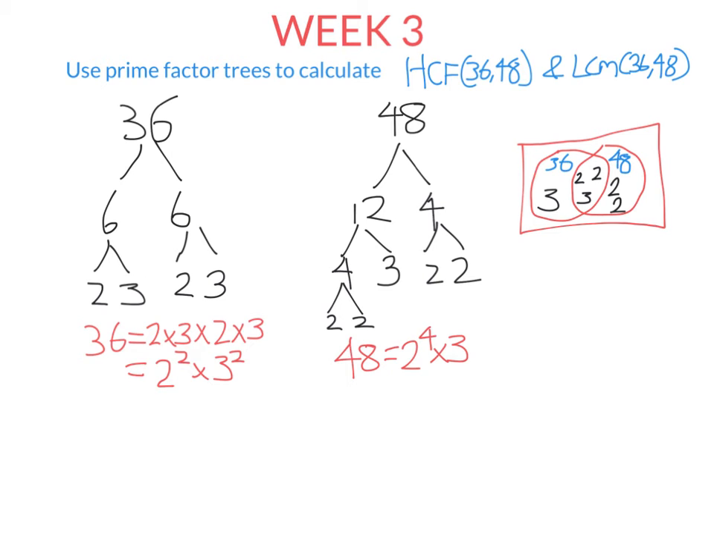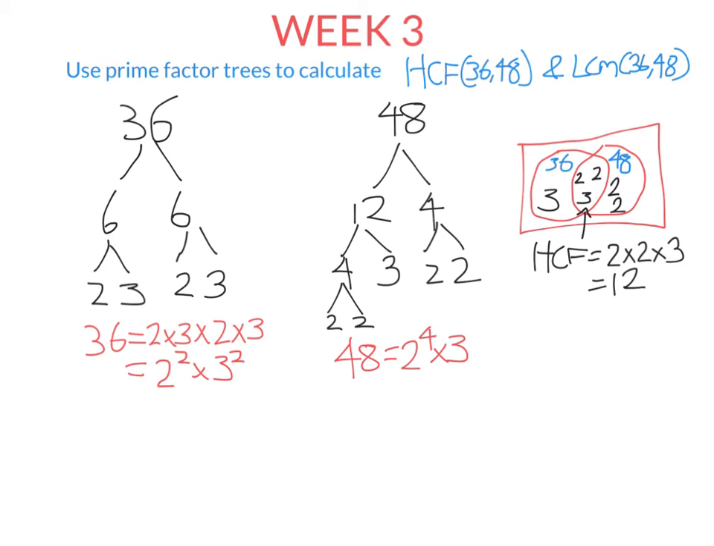So how is this useful? How does this help us find the highest common factor and lowest common multiple? So the highest common factor is just the things in the middle of the circles multiplied together. So the highest common factor of 36 and 48 is just 2 times 2 times 3, 4 times 3, which is 12. That is the highest common factor of these two numbers.